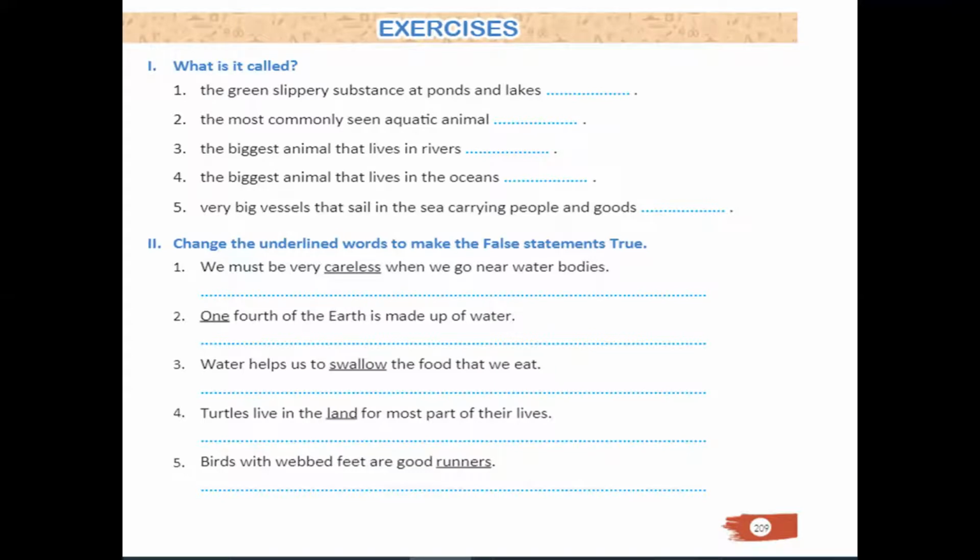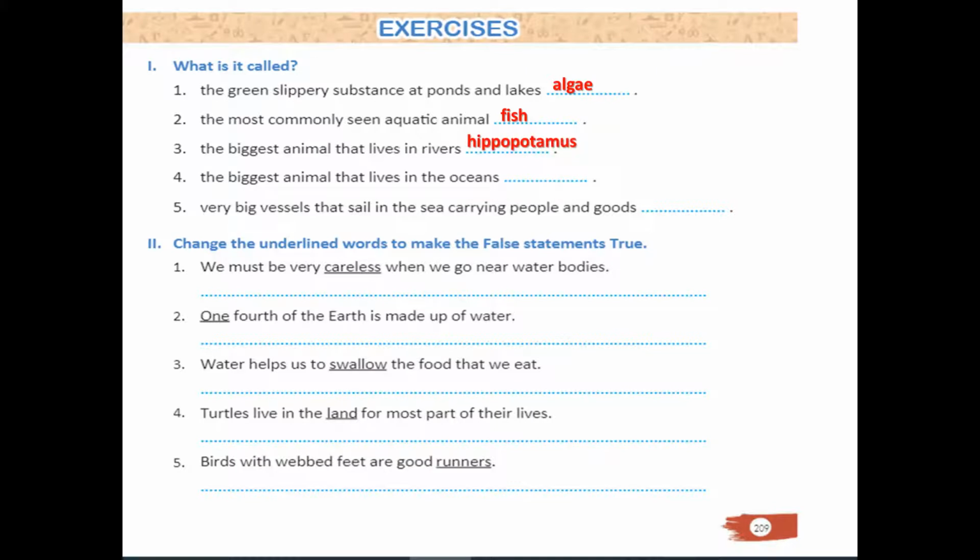Okay children, the first type of question is: what is it called? The green slippery substances at ponds and lakes. So what is the name of the green slippery substances? Yes, this is algae. The most commonly seen aquatic animals. So what will be the answer? Yes, fish is a very common aquatic animal. Okay, the biggest animals that live in rivers. What is the name? Yes, it is hippopotamus, and we also call it hippo.